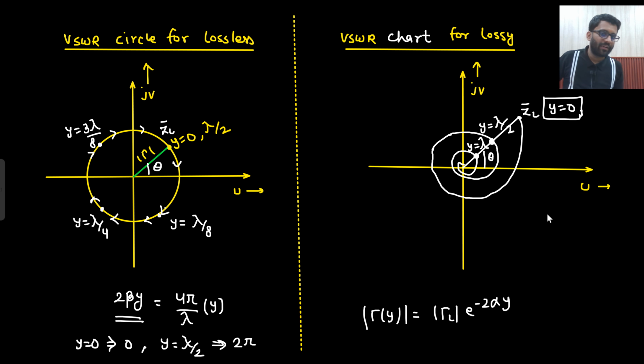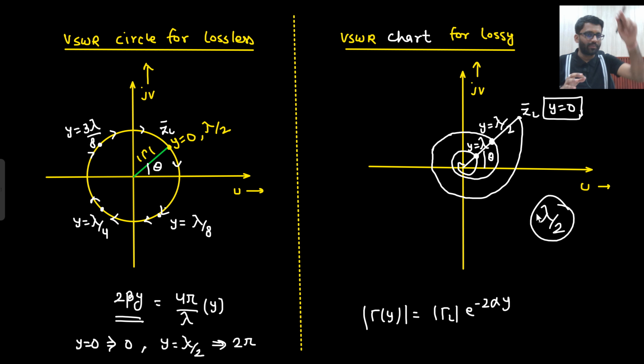So if I cover lambda by 2 distance, that means I am coming back at the same phase. This we have already studied, right? If you start from 0, if you cover lambda by 2, you come back at the same stage. Then again you cover lambda by 2, you come back at the same stage only. Again you cover lambda by 2, you will come back at the same stage only. The only difference is, just as you move clockwise, here the magnitude keeps on decaying. Magnitude of what? Magnitude of reflection coefficient keeps on decaying.